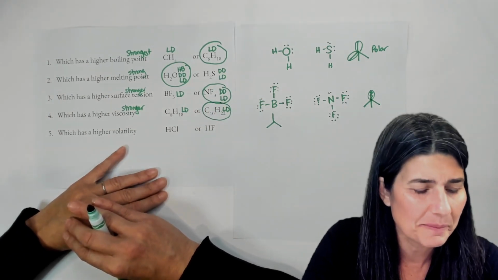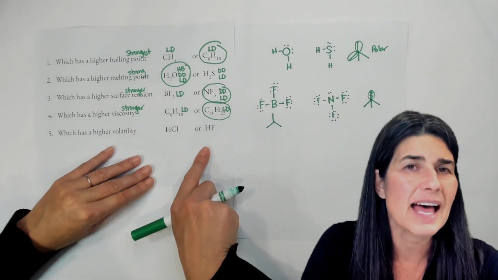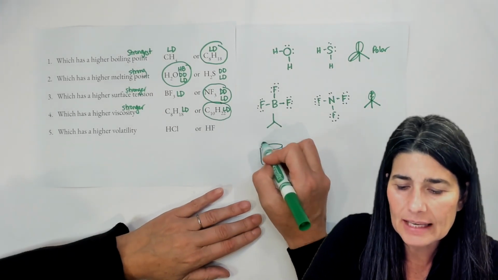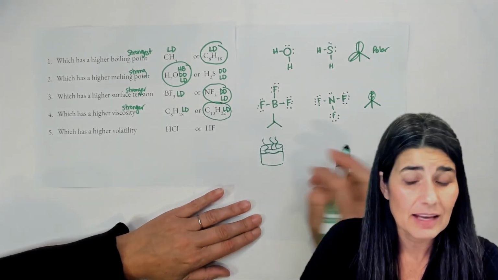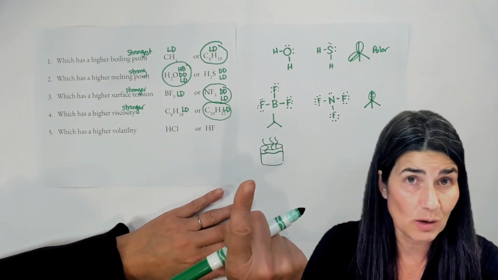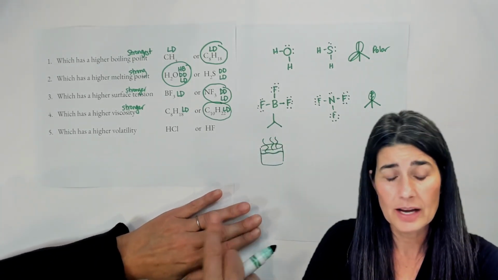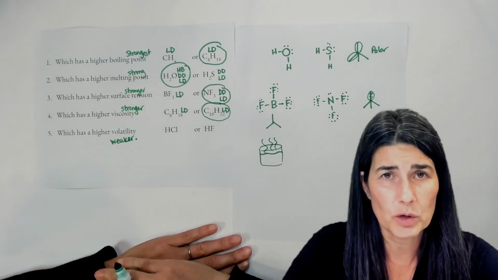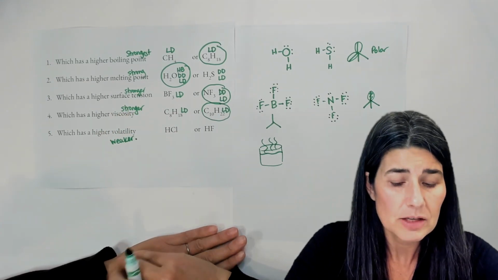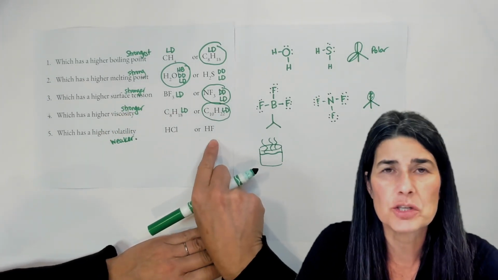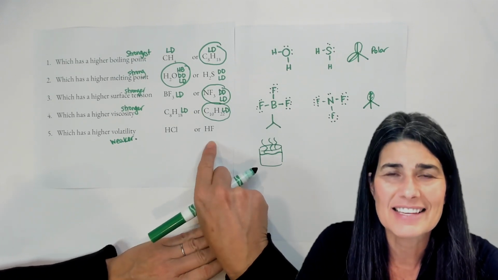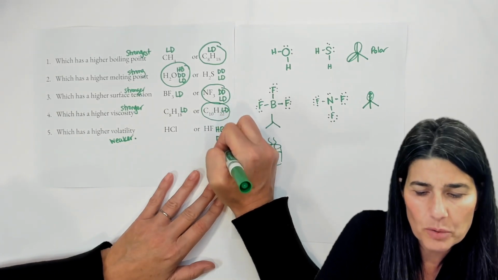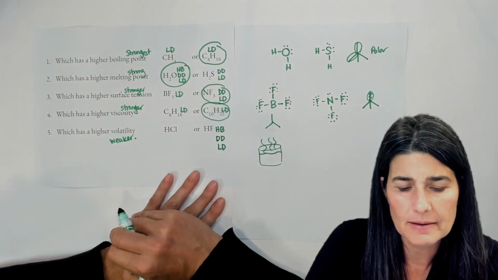All right, next molecule. Which one of the following has the higher volatility? Remember, volatility is the ability of a substance to evaporate. If it's evaporating a lot, that's a weak force that's holding it together. So this time, I am looking for the molecule that has the weakest force. Now let's identify it. Do either of these have H attached to F, O, or N? Yes. HF, hydrogen fluoride, will experience H-bonding, dipole-dipole, and London dispersion forces.